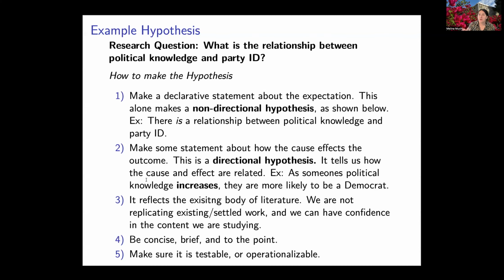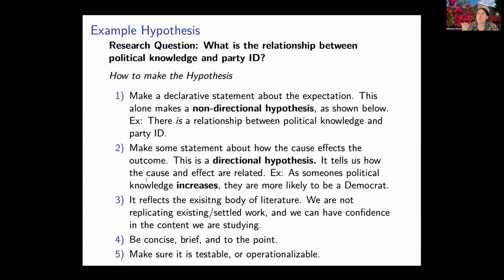political behavior. So when we talk about party ID, we're talking about partisanship. Right. So I think party ID is actually the working example in this one. And party ID essentially just means whether or not you identify with maybe the Democratic Party or the Republican Party. So we're saying there is a relationship between political knowledge and party ID. That's a non-directional hypothesis that clearly states the expectation between the two different concepts.